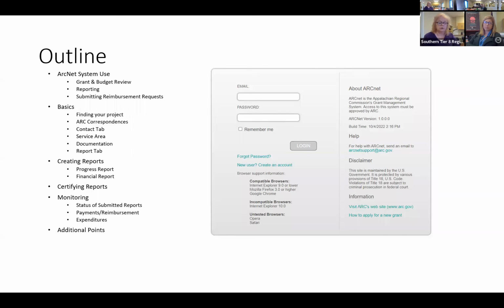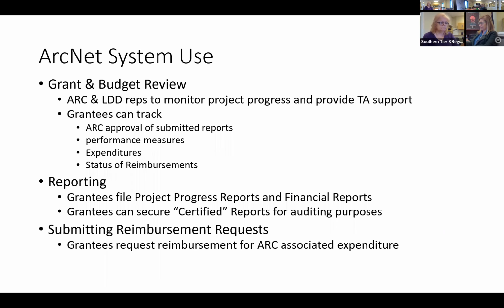Then we're going to go into actually creating those reports, that project progress report and your financial report. Then we'll go over the certification of those reports by your authorized representatives. And then we'll talk about how to monitor for the status of the report. When am I going to get my reimbursement, and how do I track my expenditures? And then there's just a few additional points that I want to bring out at the very end, just to keep everybody aware of how things can happen or not. So we'll jump right in here.